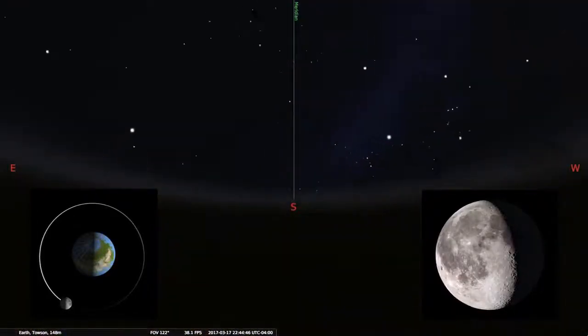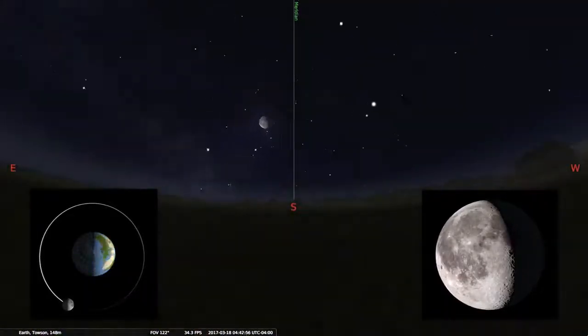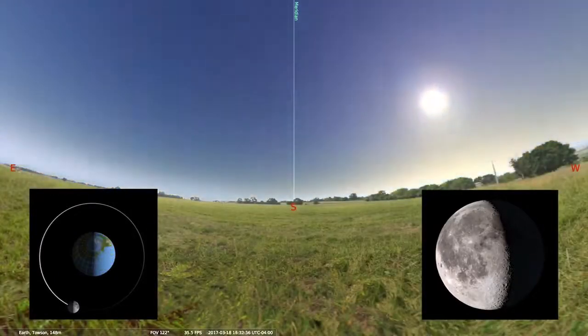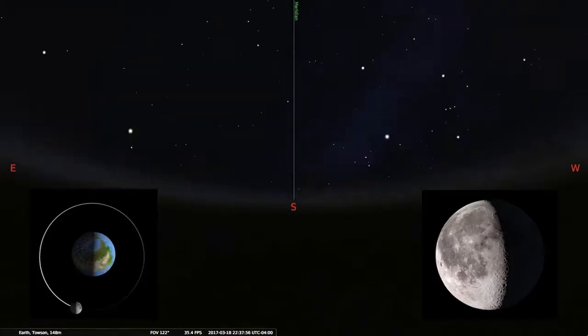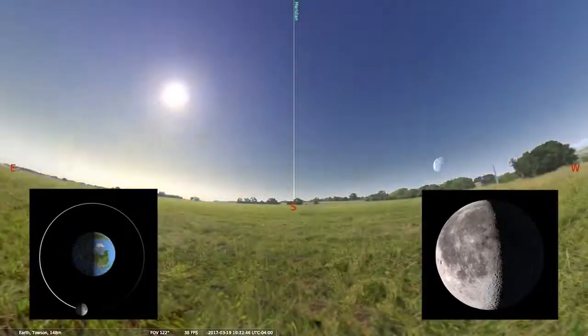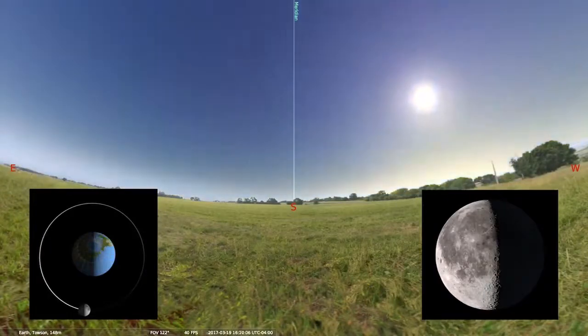Interestingly, if we notice in the waning gibbous phase, the waning gibbous moon is rising very late at night, long after the sun is set. And that means it's setting long before the sun sets. So we have the waning gibbous moon setting sometime in the morning.